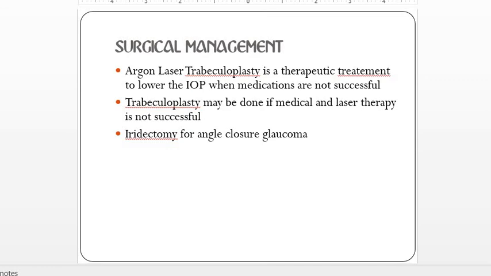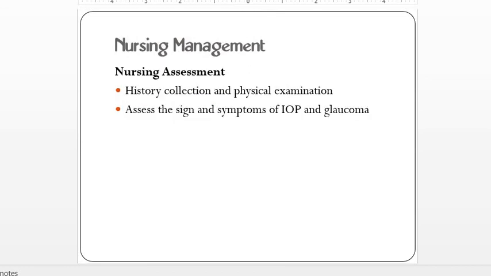Surgical management. If the medical management fails, or if the medical management cannot be carried out or doesn't respond, then surgical intervention is required. It includes trabeculoplasty, a therapeutic treatment to lower the intraocular pressure when medications are not successful. Trabeculoplasty may be done if the medical and laser therapy is not successful. Iridectomy for angle closure glaucoma. So these are the surgical interventions.